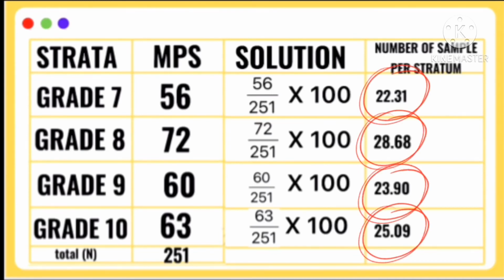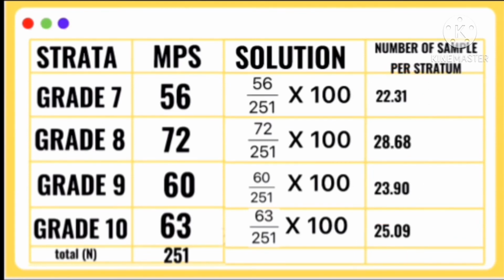We should always get the absolute value of the number of samples per stratum. Therefore, 22.31 is equivalent to 22. 28.68 is equal to 29. 23.90 is equal to 24. And 25.09 is equal to 25. And after getting all the absolute values, we shall now add all the absolute values and it should be equivalent to our sample, which is 100.